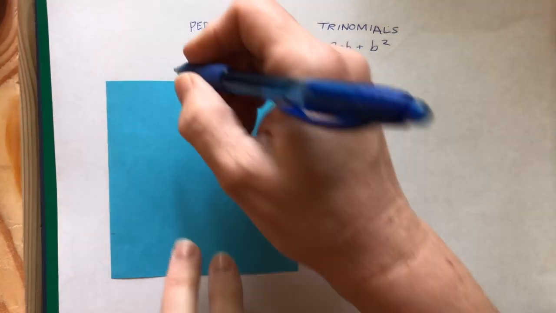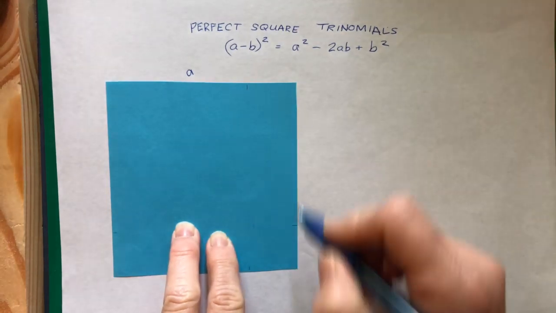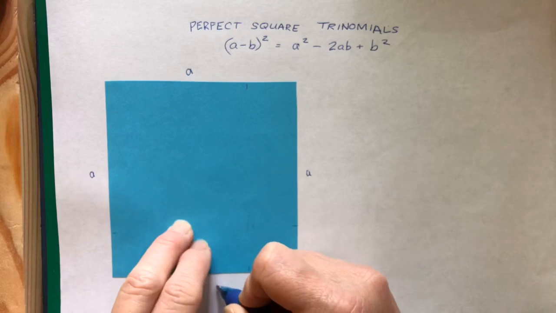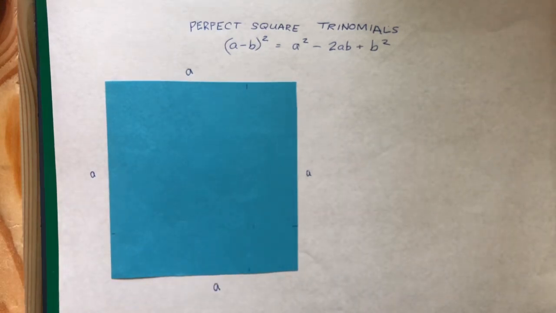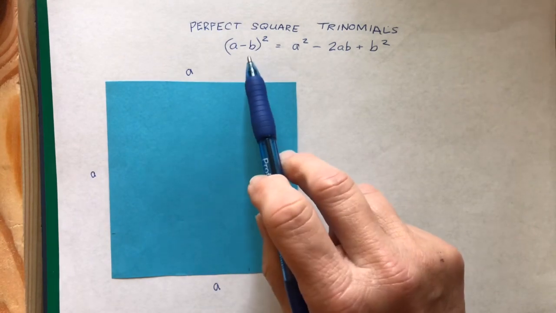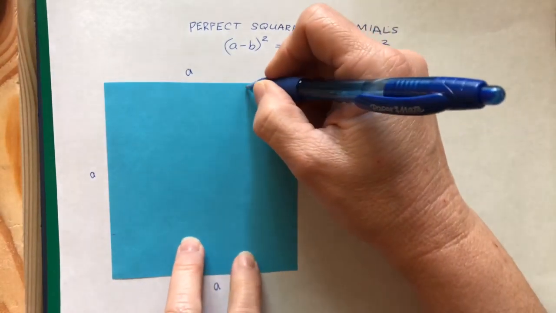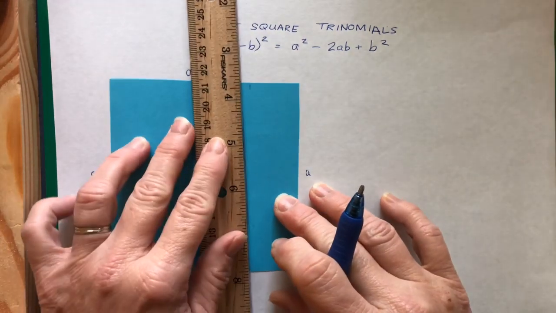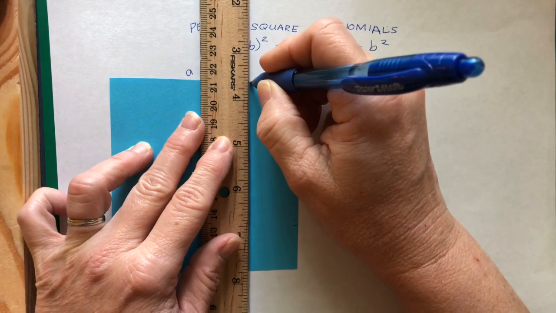Let's look at this square, and let's say that this is a. It's a on all four sides. That's the distance. Okay, now let's see if we wanted to make a square that was smaller. So let's say we took off the amount b, we subtracted that out.